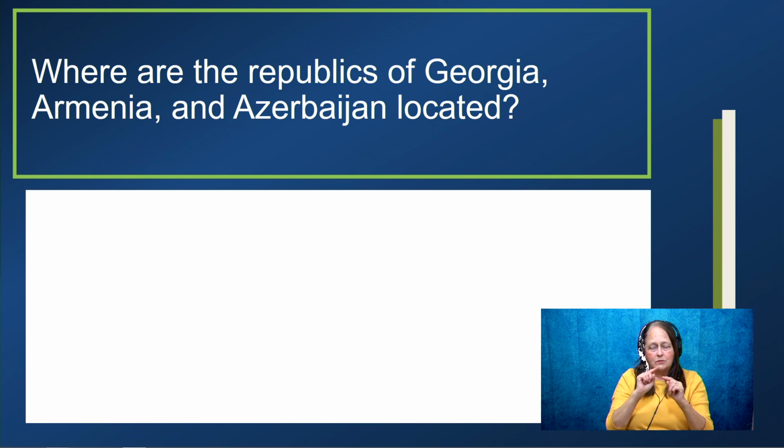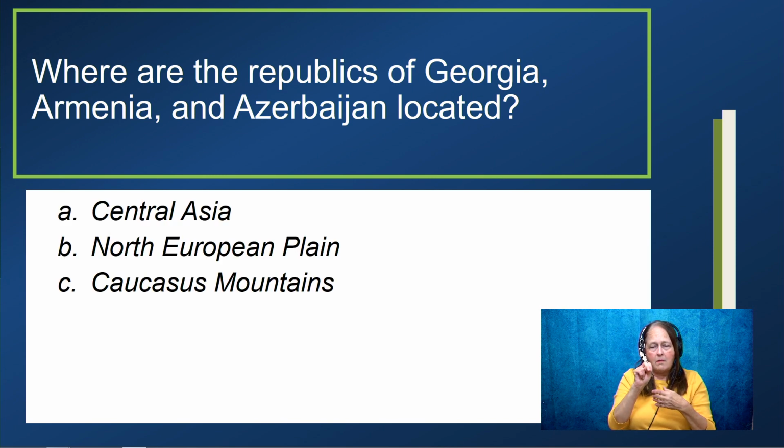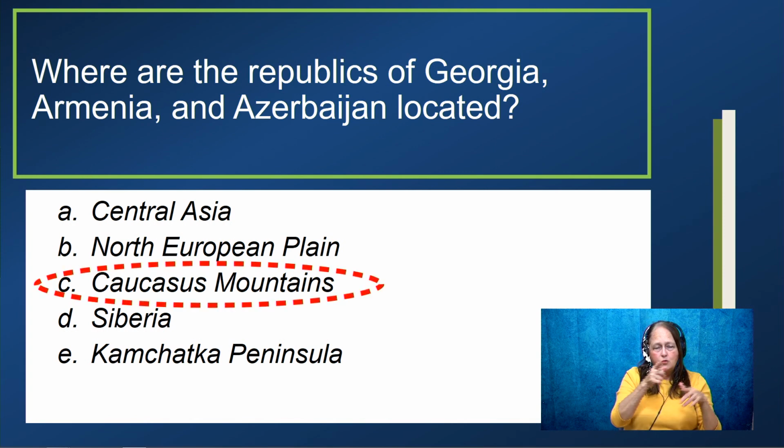The next question, where are the republics of Georgia, Armenia, and Azerbaijan located? Do you remember where they were? Your answer choices: Central Asia, North European Plain, Caucasus Mountains, Siberia, or Kamchatka Peninsula. And if you chose the Caucasus Mountains, you're correct.